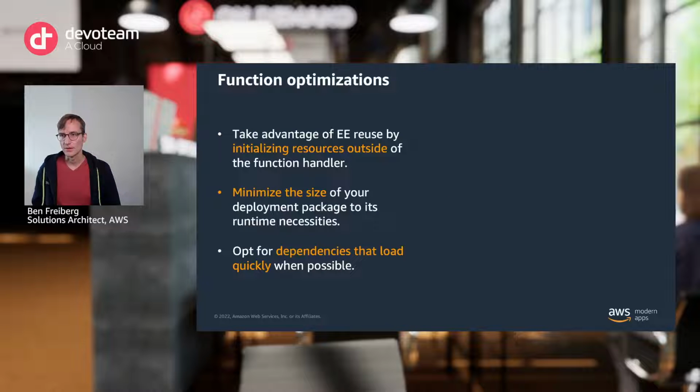The last one is function optimizations, and there are two main things to keep in mind. On the one hand, you should strive to keep your deployment package as small as possible, so only include the dependencies that are really necessary. This, for example, leads to faster initialization times, a faster time to the first request, and it also makes iterating and developing much easier.